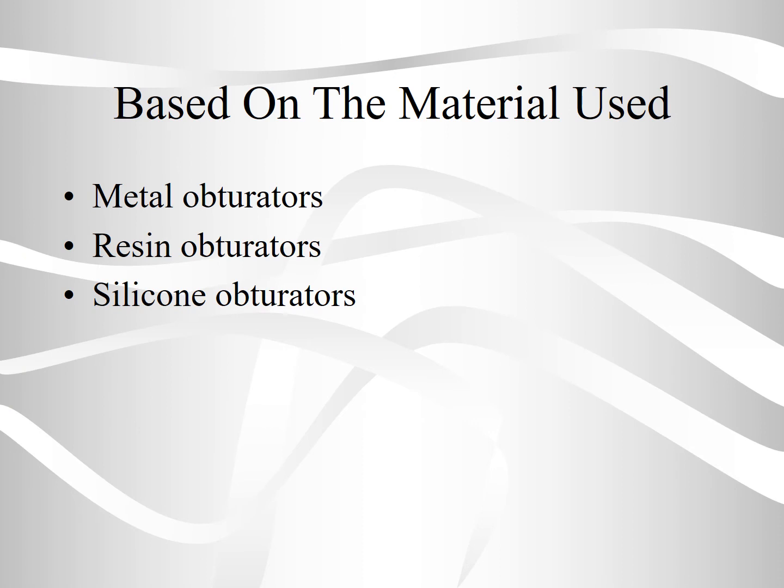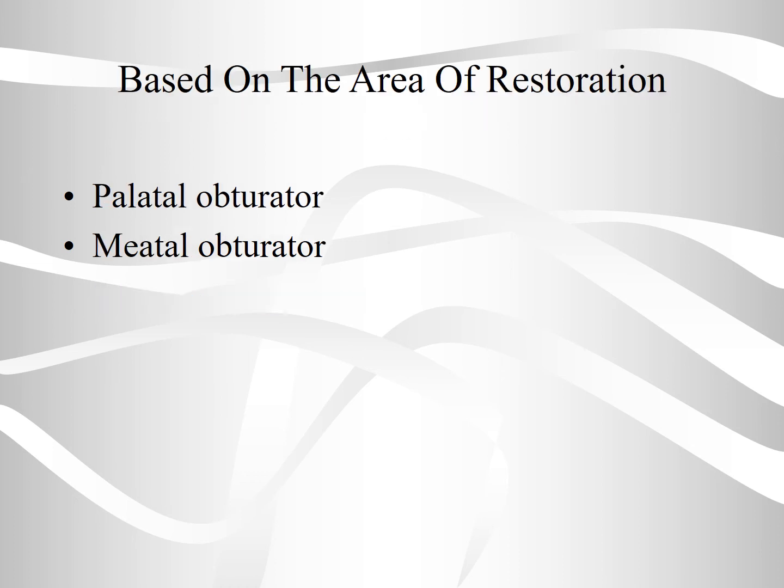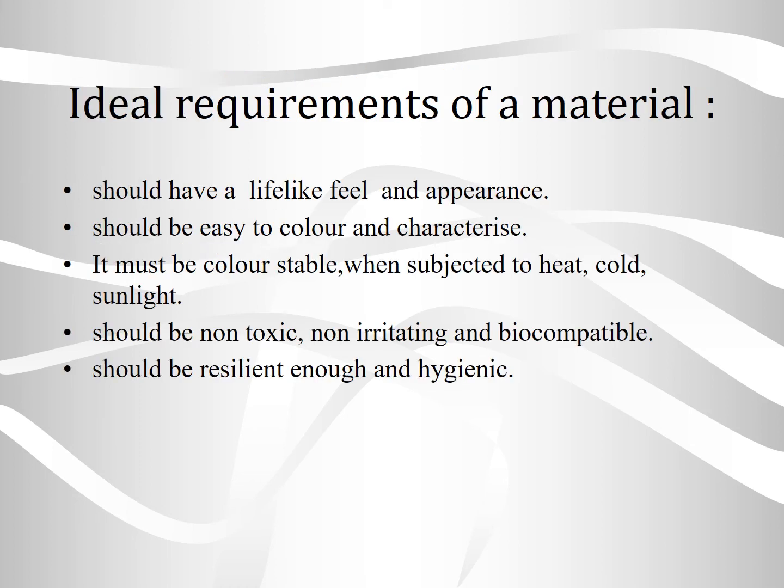Based on the material used, obturators can also be classified as metal obturators, resin obturators, and silicone obturators. Based on the area of restoration, they can be divided as palatal obturator or meatal obturator. Ideal requirements of a material: it should have a lifelike feel and appearance, and should be easy to color and characterize. It must be color stable when subjected to heat, cold, or sunlight, should be non toxic, non irritating, biocompatible, and it should be resilient enough and hygienic.